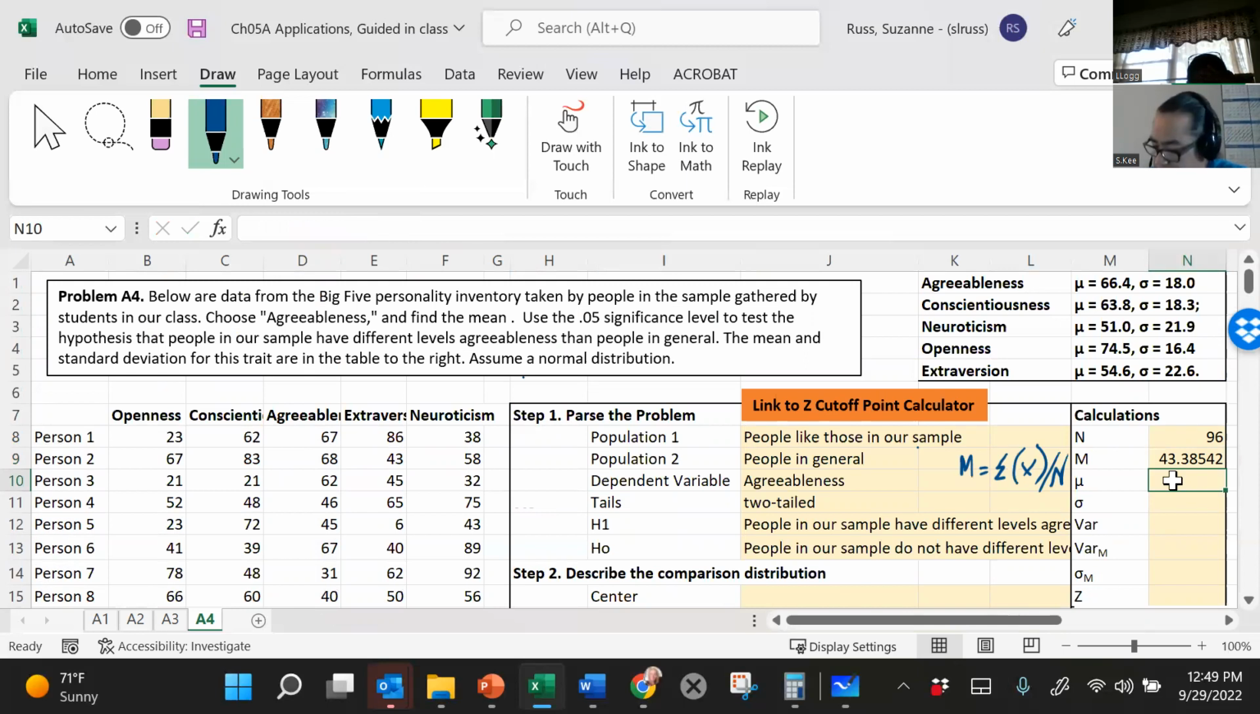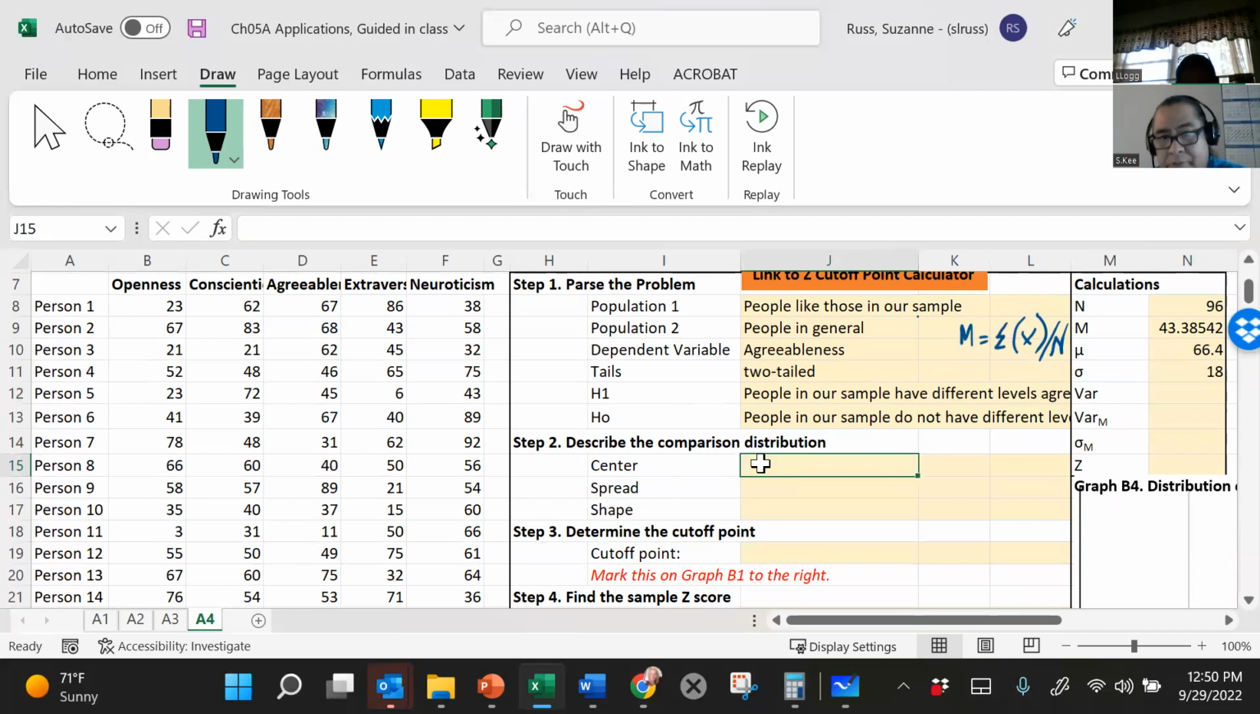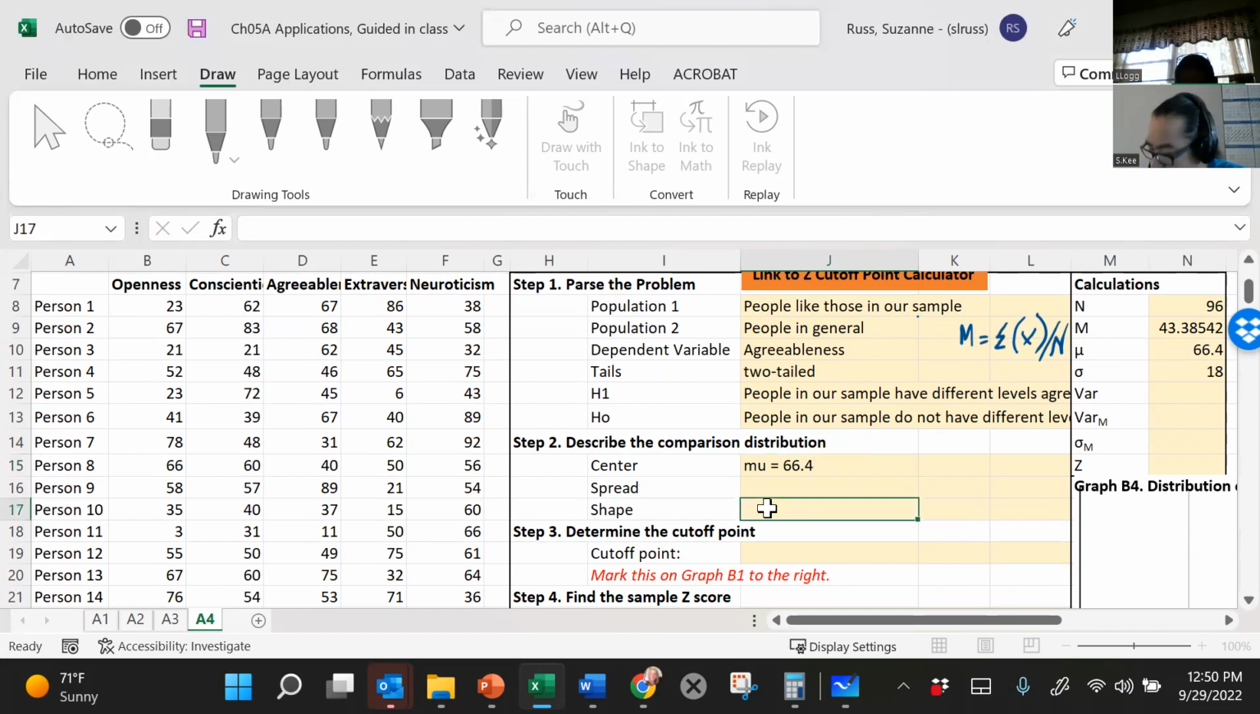Mu. Where do we get mu? Mu should always be given in these problems, and I see it's given right up here. Mu is 66.4. The standard deviation is 18, and they're both just stated, so we don't have to do any calculations. Let's go ahead and fill in some of that information. Our center, mu equals, I'm going to type in 66.4. Spread, I think I'll do shape first because it's easy. It's just write the word normal.